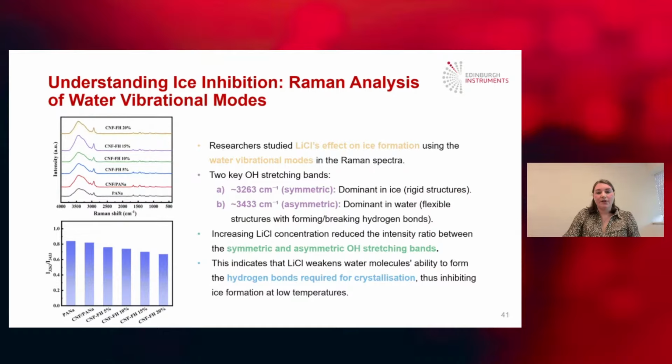To assess this, they looked at the ratio between these two, and they saw that with increasing lithium chloride concentration, there was a reduced intensity ratio between the symmetric and asymmetric. What this meant was that the asymmetric was becoming more dominant with increasing lithium chloride. This overall showed that the lithium chloride weakens the water's ability to form ice crystals and thus inhibits the ice formation at low temperatures in these batteries.